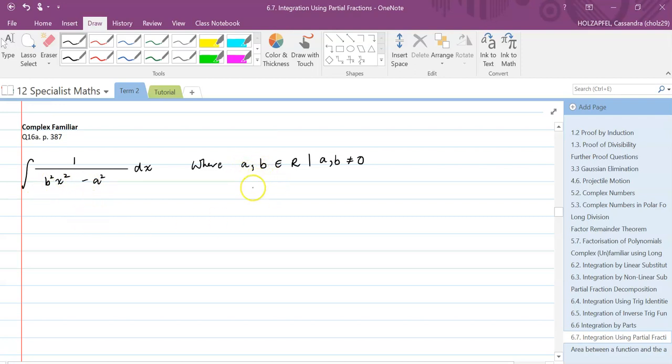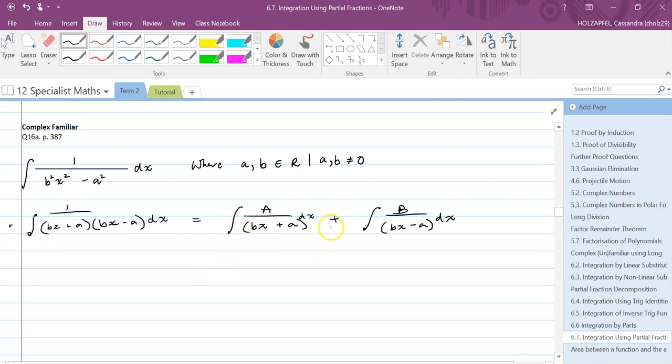But what we do know is that a and b are elements of the real number set and they're not equal to 0. Now, having a look here, this actually looks pretty familiar. This actually looks like the difference of two squares. So I can use my difference of two squares rule to factorize this. So I've gone ahead and I've just written out each of these partial fractions. So we're going to do the same thing as we've done in every single example.